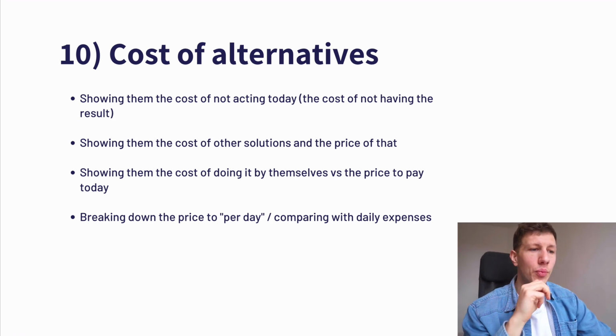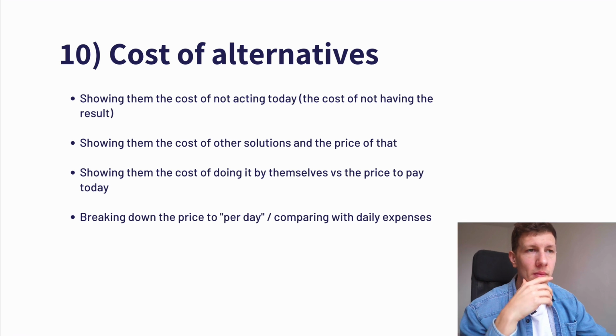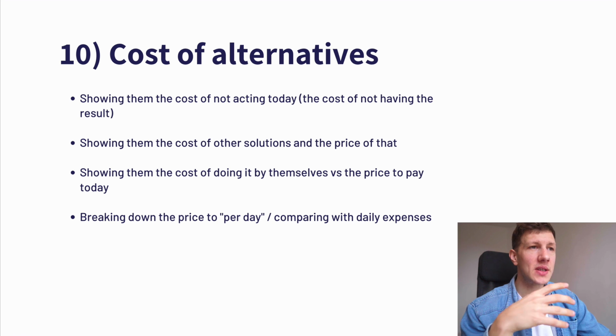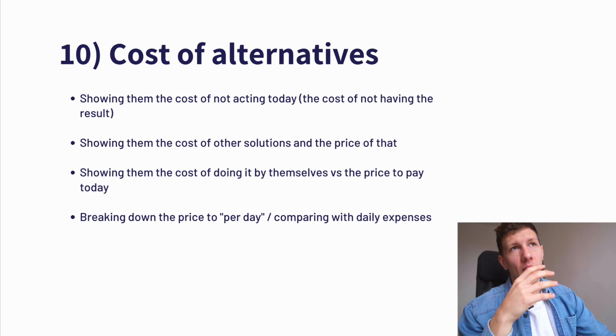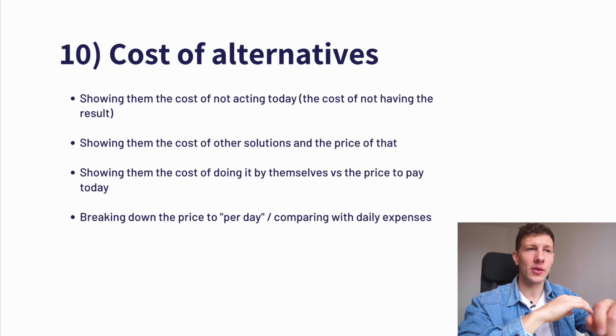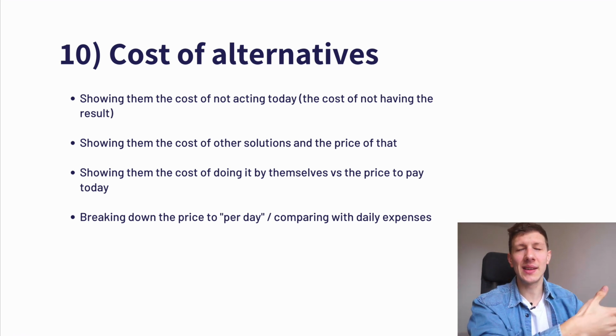So breaking down the price to per day works if your course is not really that expensive. For example, if you have a course that's like $100, you can compare that to them eating out once a month. You have to compare it to expenses that they have on a daily basis that they don't even realize, because you want to show them that, okay, you're spending this money on that thing that doesn't really matter for you.